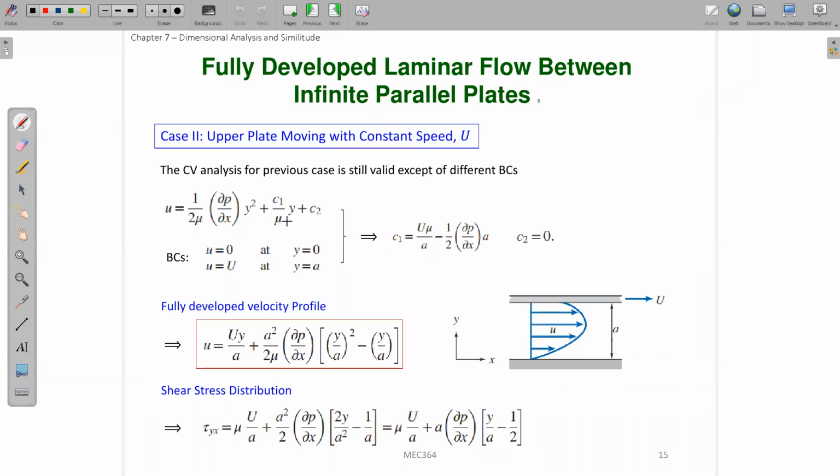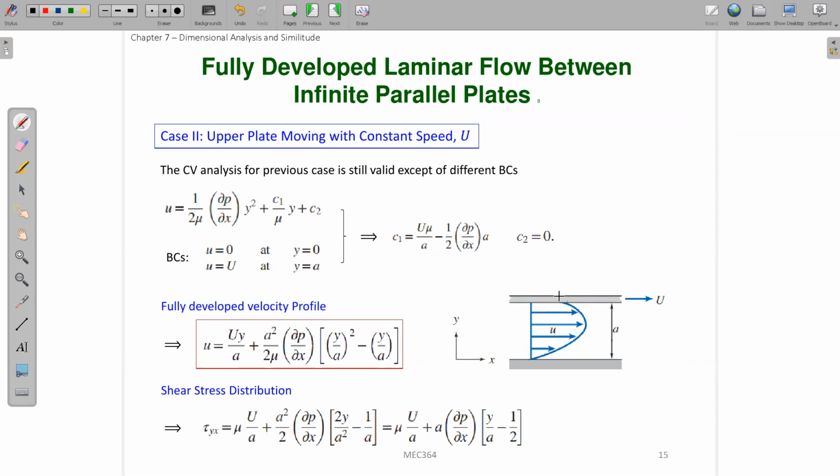The second case is that let's assume only the bottom plate is stationary, but the top plate is moving with a constant speed U. If you look at the flow field, the velocity profile in this fully developed flow will be zero velocity at the bottom, but at the top the fluid will have the same velocity U, because of the no-slip condition, right? There is no slip between the fluid and the wall. So the fluid velocity at the top will also be U, and then your profile looks like this.